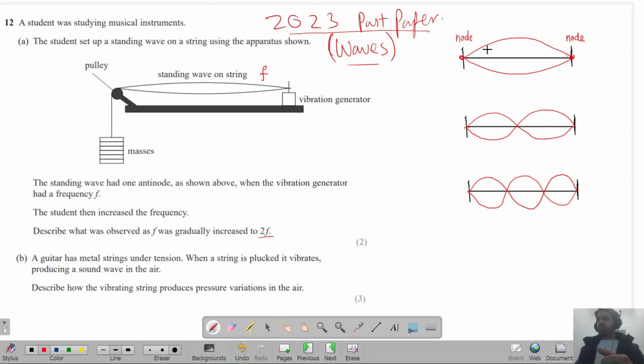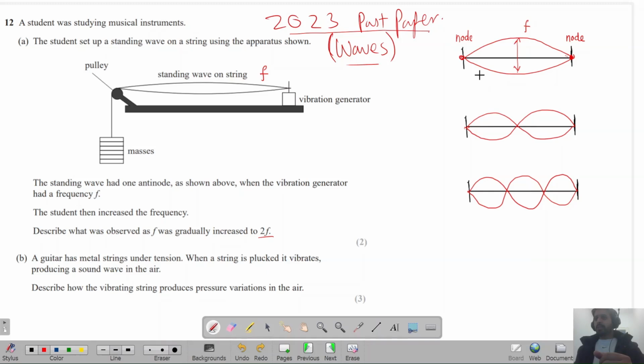If you have two nodes at the ends, you can make one antinode in the center, and this is what the wave will look like if it is vibrating at the fundamental frequency f, which is also shown in this diagram here. Now, if you double the frequency, you will see two antinodes formed here, and if you triple the frequency, you will see three antinodes in the string.